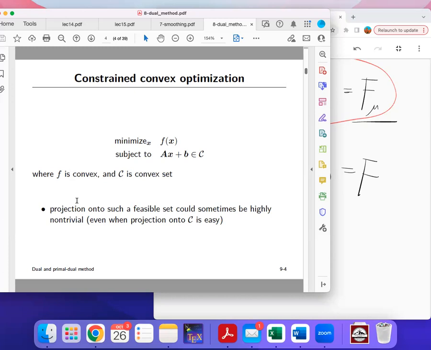And here we will consider a more general class of optimization problems, which we call constrained convex optimization. Specifically, we consider this problem: we are minimizing a convex function f subject to a linear constraint, where the constraint says that Ax plus b, an affine transformation applied to the vector x, belongs to a certain convex set.